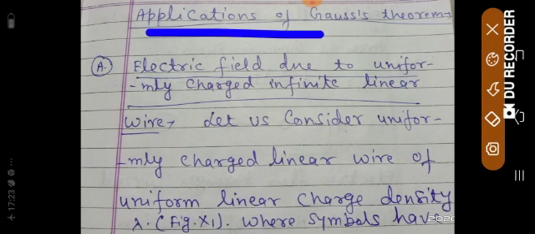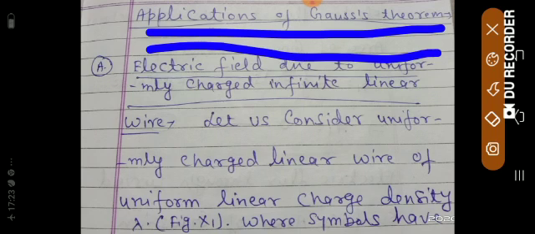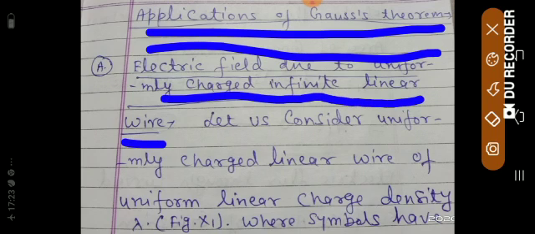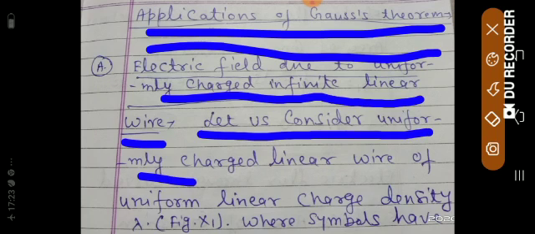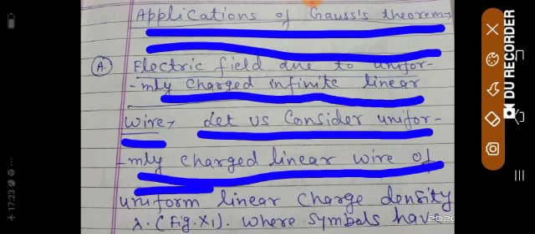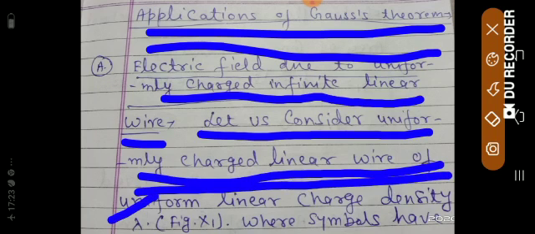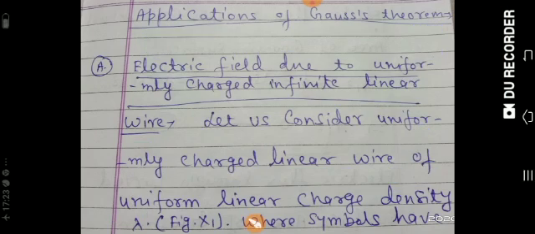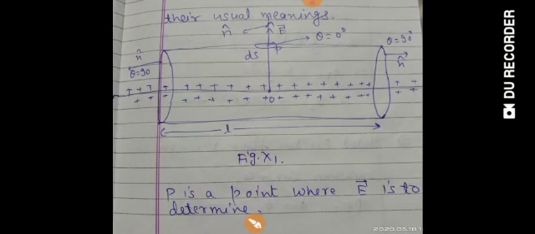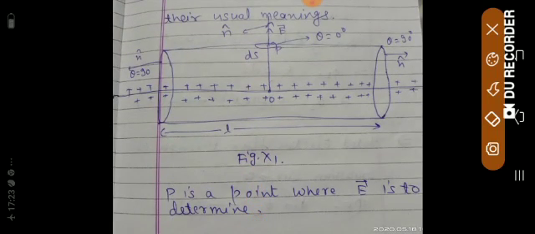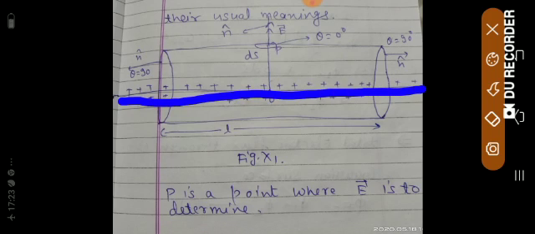What is written here? Applications of Gauss theorem. Electric field due to uniformly charged infinite linear wire. Let us consider a uniformly charged linear wire of uniform linear charge density lambda. I explained you earlier. So what is figure x1, which is written here, where symbols have their usual meaning? I am going to show you in the next page. This is your next page. Okay students, so read this. This line you are seeing is a linear charged wire, infinite.